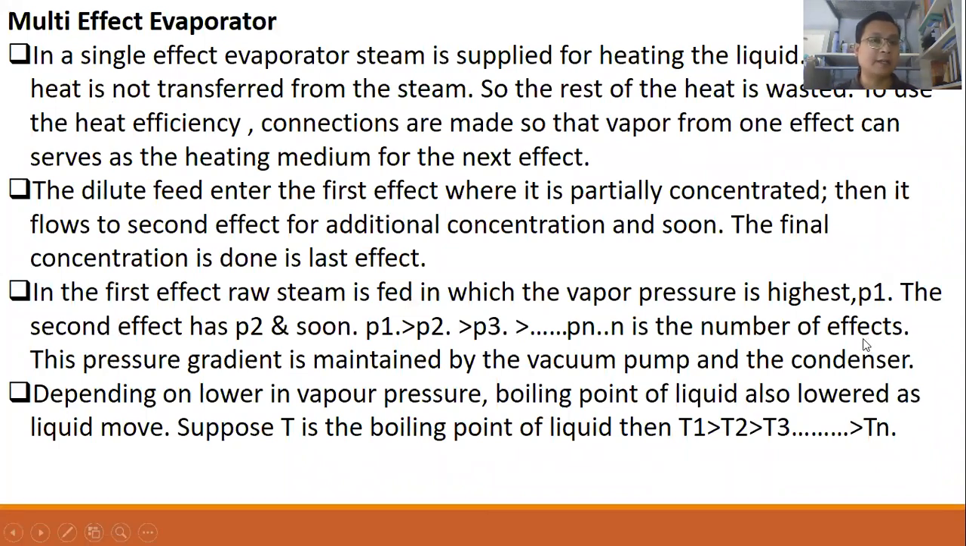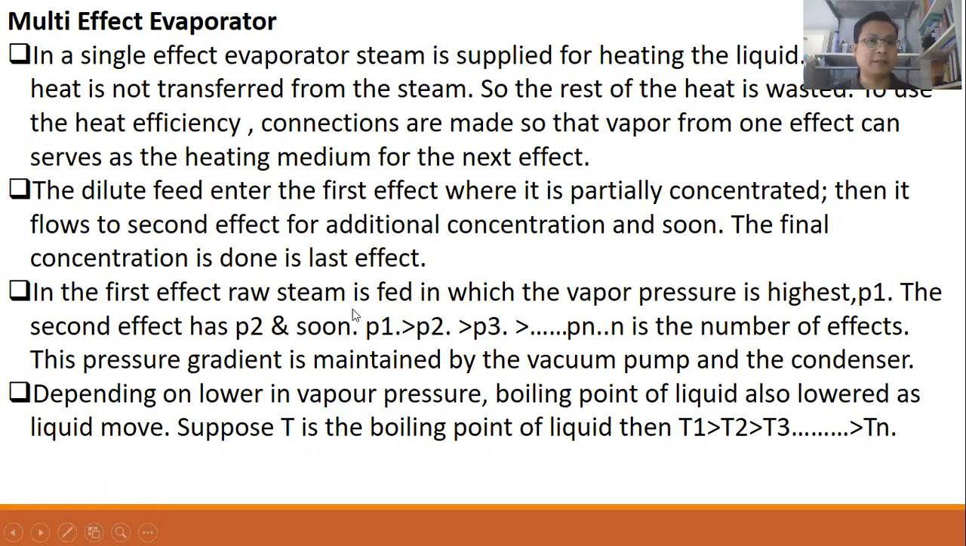It's the last effect. So in the first effect, raw steam is used. So actually this one is how the multi-effect evaporator works, from stage 1 until the last stage.